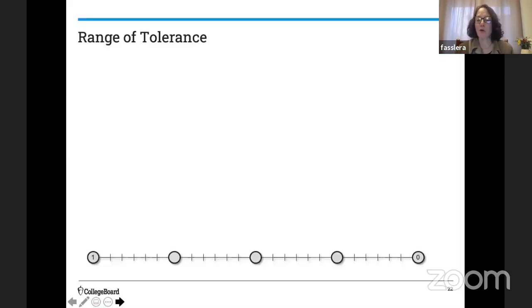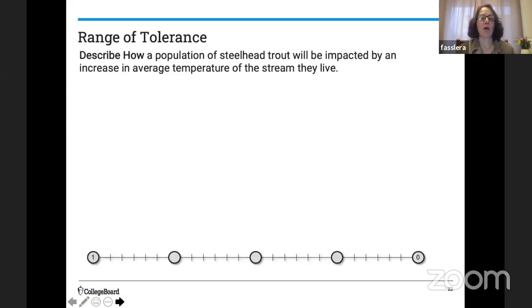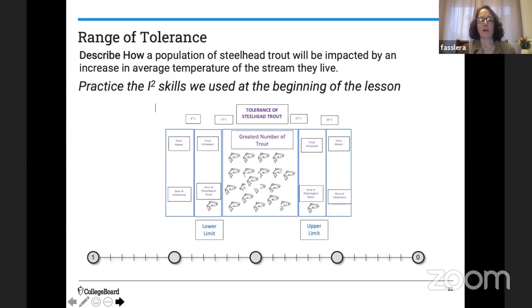So let's go through and do an example using range of tolerance. I have a diagram here. There's a few more labels on it. And we're going to practice that skill again. Describe how a population of steelhead trout will be impacted by an increase in the average temperature of the stream in which they live. Oh, we got a bunch of trout swimming around there.